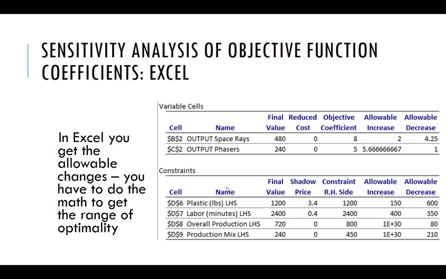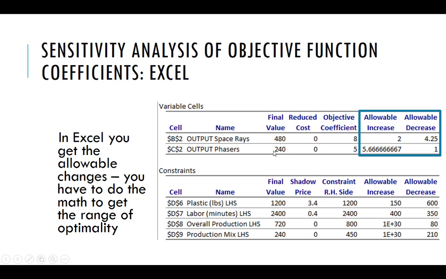So we're looking at the top part here called the variable cells, and we see that the objective function coefficients were an 8 and a 5. And then we have an allowable increase and allowable decrease. The objective function coefficient for space rays could go all the way up to $10, and we'd still be producing 480, 240. It could go down to $3.75, 8 minus 4.25, and we'd still be doing 480, 240. That's if we only change that number 8 to something else.